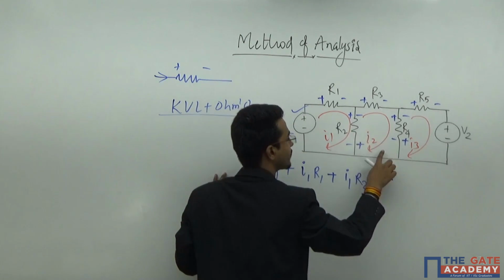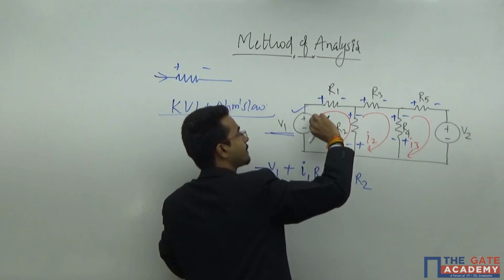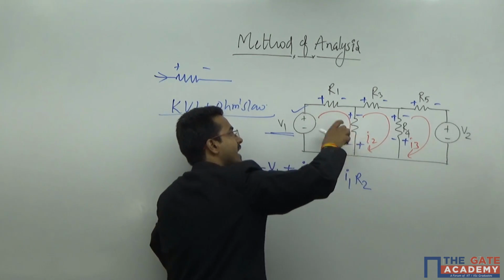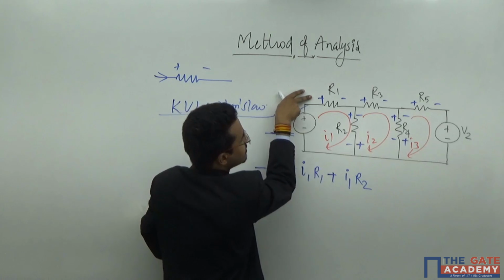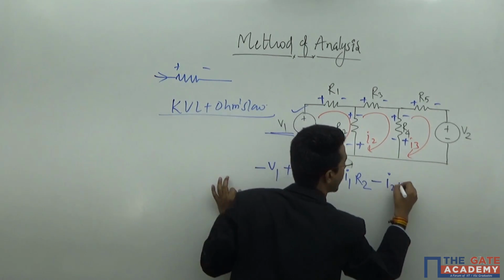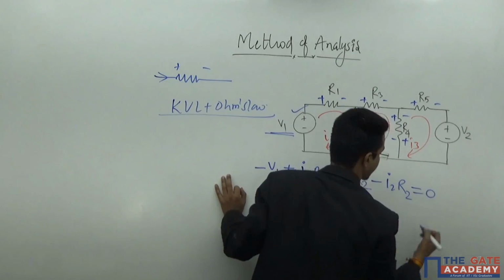This minus sign is just because of this I2. What sign am I seeing from this side? My loop direction is this, so again I will follow this direction only. Here I am seeing plus, and then here plus and minus also. That is minus I2 R2. And again I will come back to this point. That means equals 0.